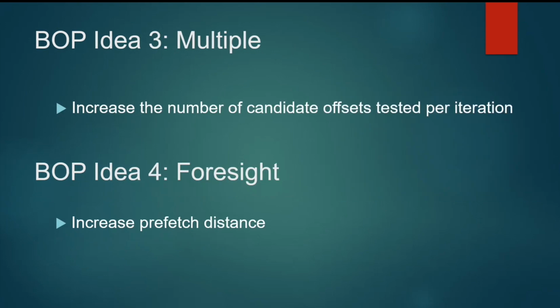Our third idea was multiple. To improve cache performance, instead of testing for only one offset per iteration, we tested for multiple offsets in each iteration. Our fourth and final idea for BOP was foresight. As graph analytics memory accesses often have long reuse distances, we increased the list of offsets that we are testing for from 46 to 56 to increase possible prefetch distances.